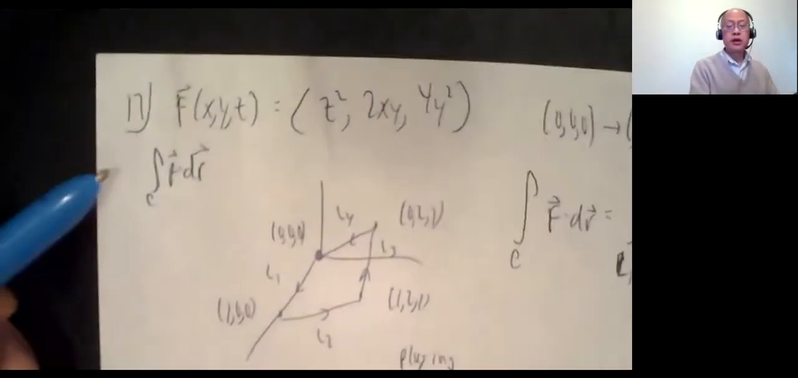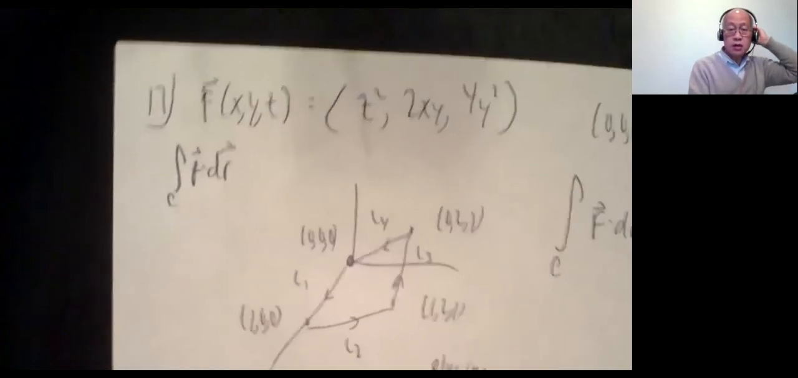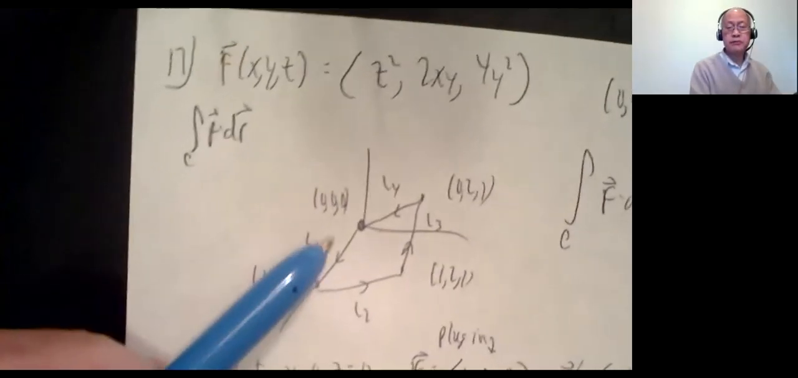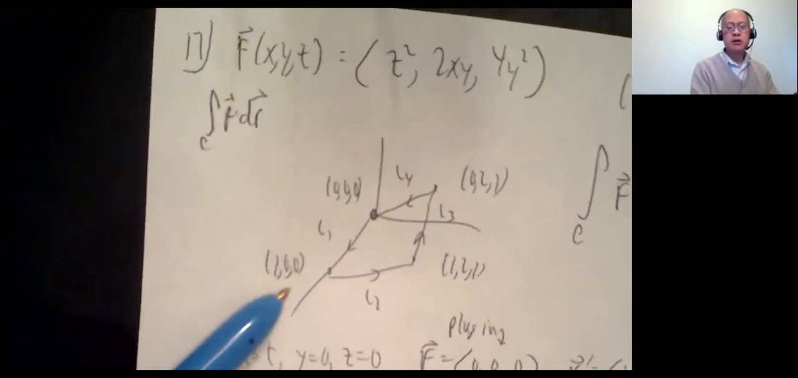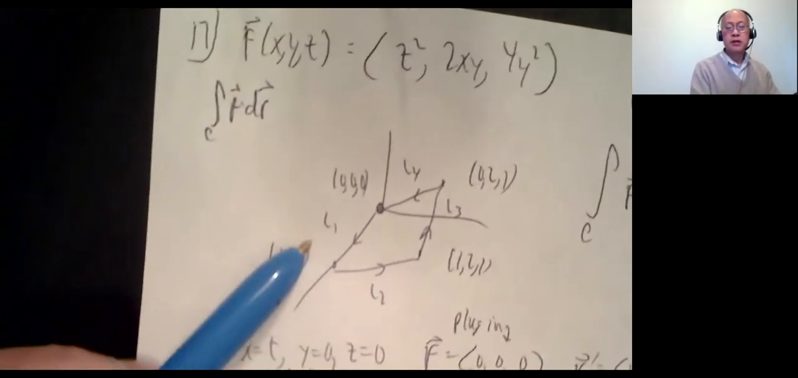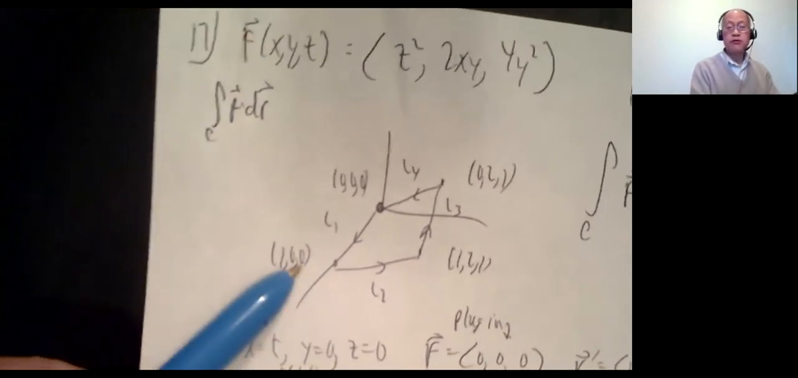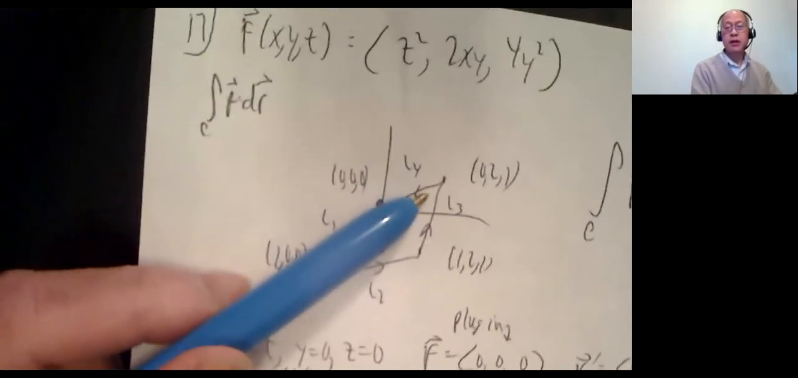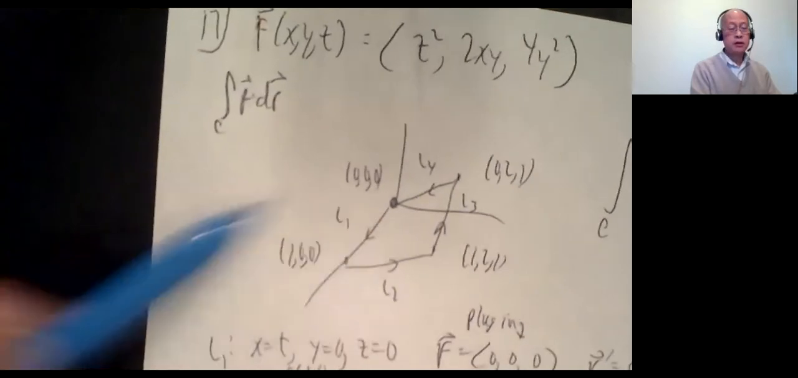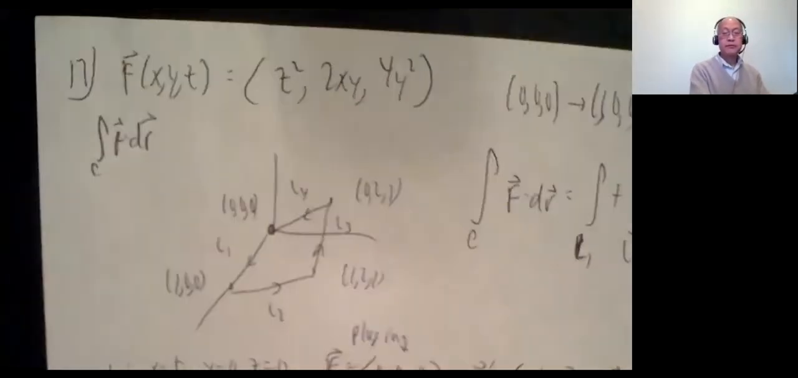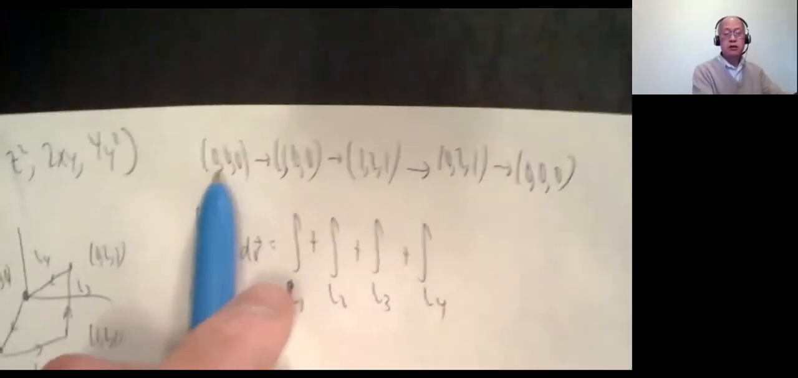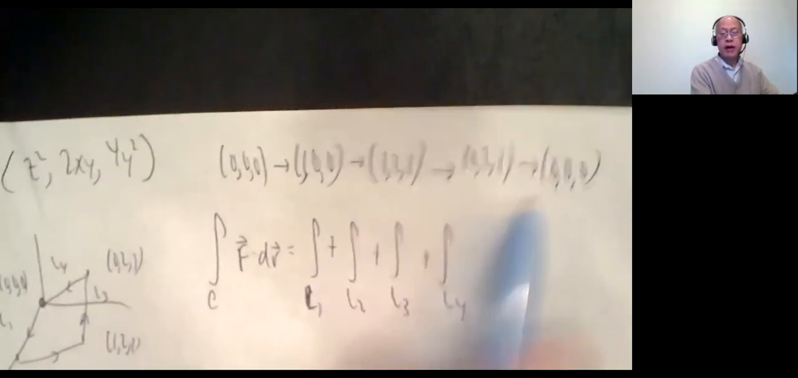So we are indeed doing this. Okay, so they say start at the origin, go to 1, 0, 0. So that's L1. L2, go from 1, 0, 0 to 1, 2, 1. Then L3, go from 1, 2, 1 to 0, 2, 1. And then L4, 0, 2, 1 back to the origin. Okay, so I have to analyze L1, L2, L3, and L4 in this order. So you go from 0, 0, 0 to 1, 0, 0 to 1, 2, 1 to 0, 2, 1 and back to the origin.